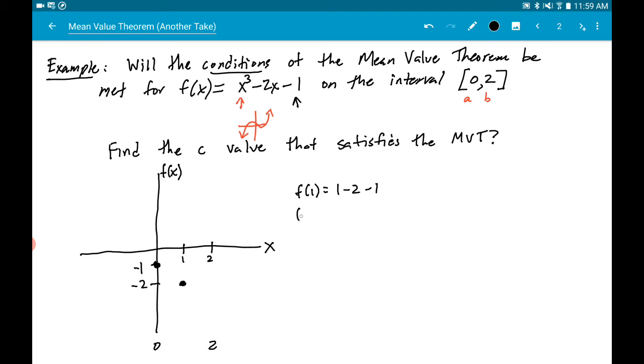And then if I find f of 2, I've got 8, right? 2 cubed minus 4 minus 1. We know f of 0 was -1. So you got 8 minus 4 minus 1. It looks like that's 3. So at 2, we're going to be up at 3.